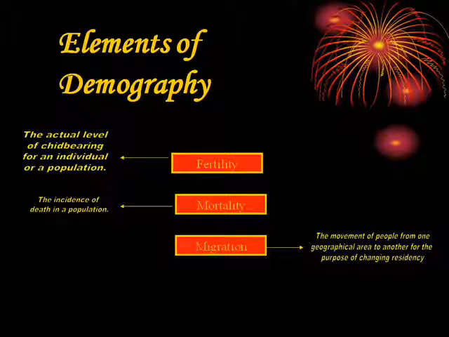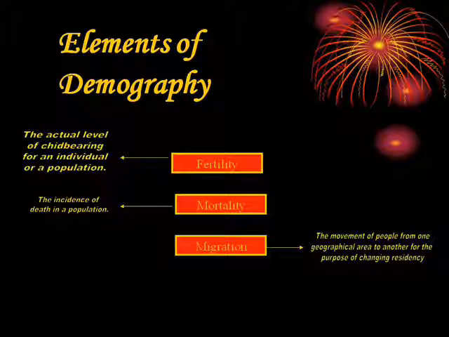Fertility is the actual level of childbearing for an individual or a population. Mortality is the incidence of deaths in a population. And migration is the movement of people from one geographical area to another for the purpose of changing residency. Migration and also immigration. As long as we're talking about people moving into a geographical area, that's what we care about when talking about this third element. So fertility, mortality, and migration.